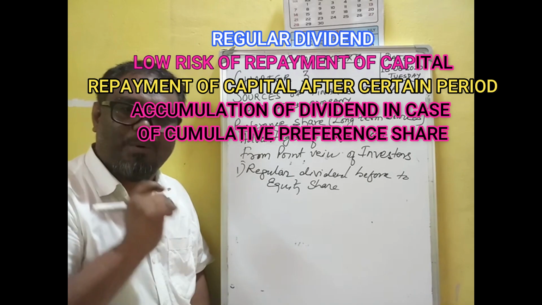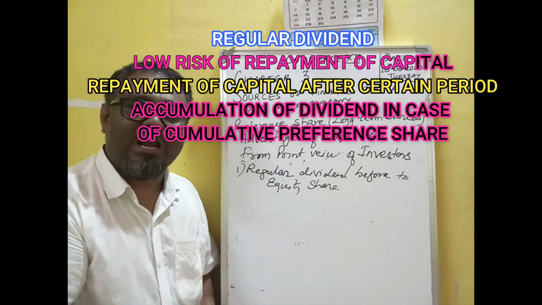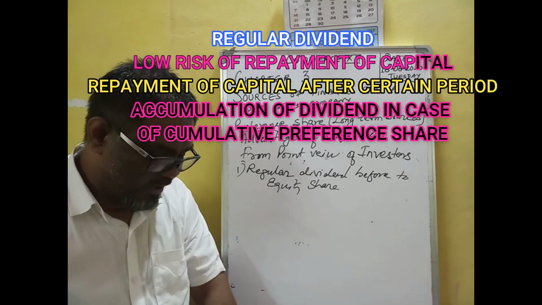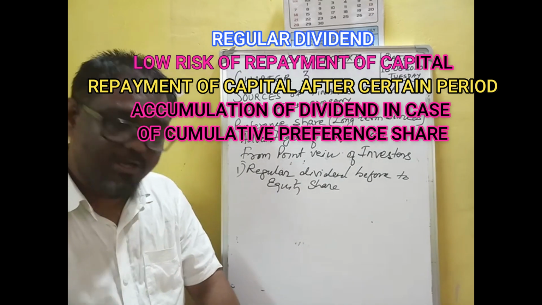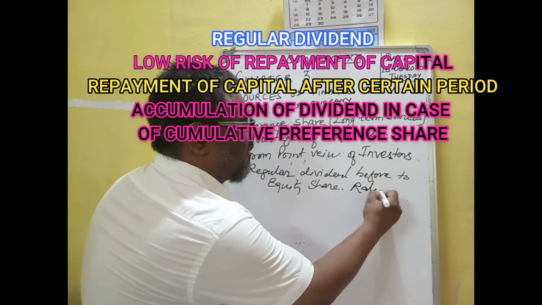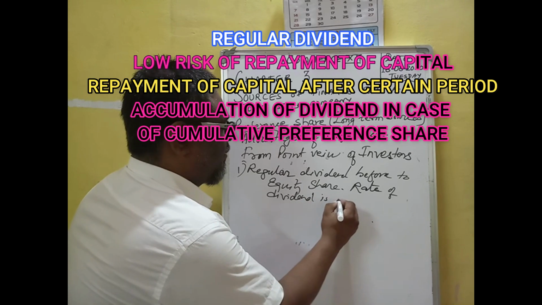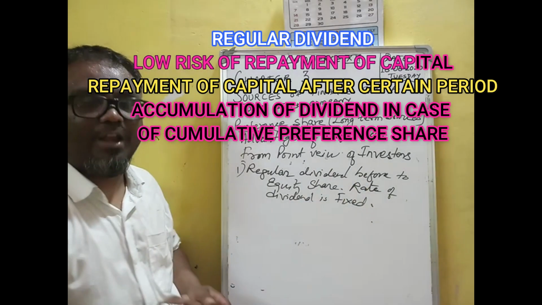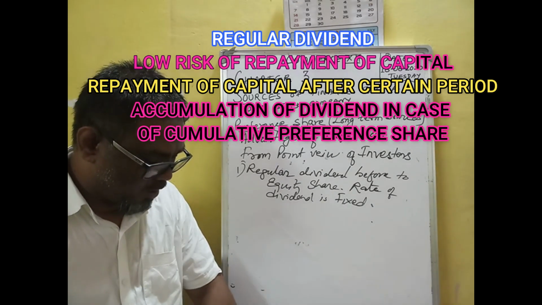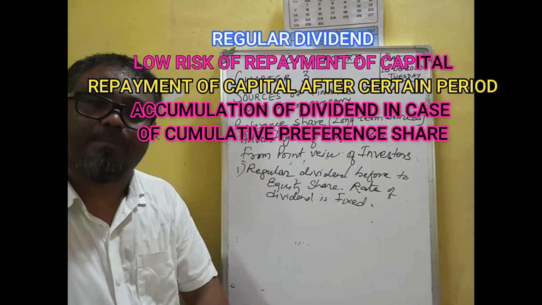What are the advantages of preferential to the investors who are investing money in preferentials? First, investors get a more stable and regular dividend before the payment of dividend to the equity shares, and the rate of dividend is also fixed. The risk involved is comparatively less, because preferential capital is payable before the equity capital and before the winding up of the company.